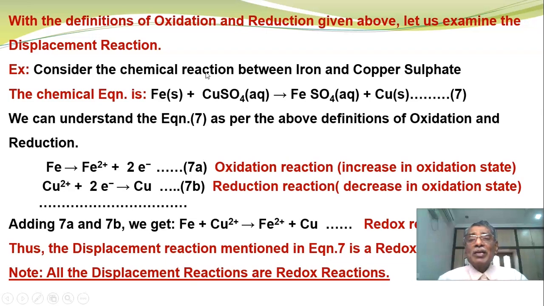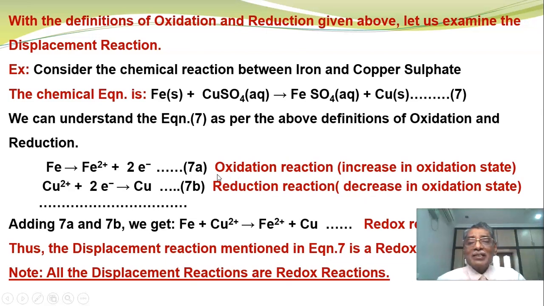Consider the chemical reaction between iron and copper sulfate. The chemical equation is Fe plus CuSO4 gives rise to FeSO4 plus Cu. We can understand equation 7 as per the above definitions of oxidation and reduction. Fe gives rise to Fe2+ plus 2 electrons. This is oxidation reaction, increase in oxidation state. Whereas Cu2+ consumes the 2 electrons and becomes Cu, that is reduction reaction, decrease in oxidation state.